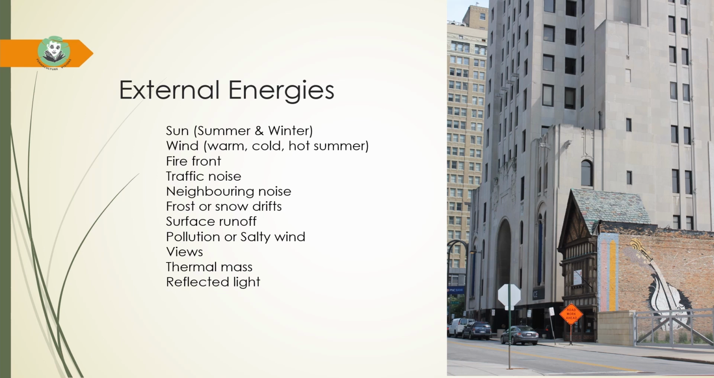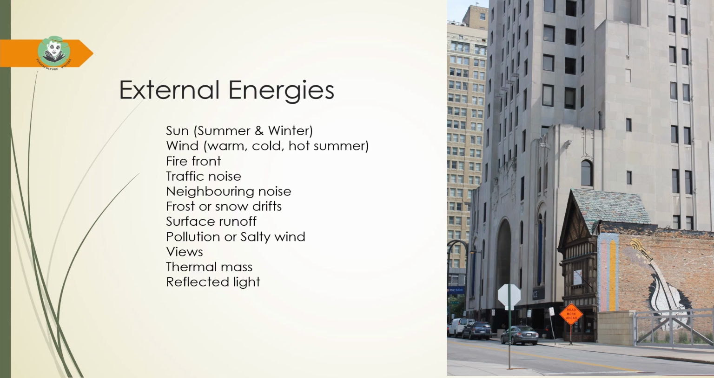In that case, you're not going to be able to identify one particular sector. You might consider the likeliness of a firestorm based on the shape of the topography and the fuel load of nearby properties. Other external energies include frost or snowdrifts, surface runoff, pollution, salty winds, thermal mass.